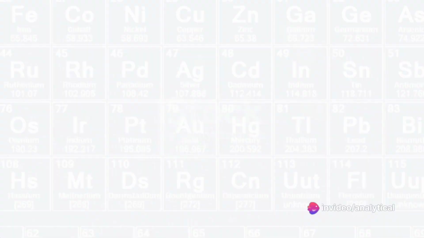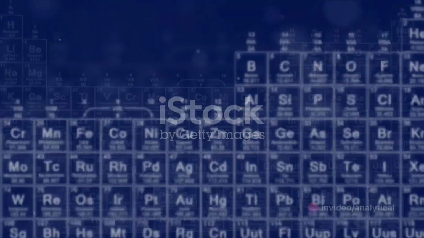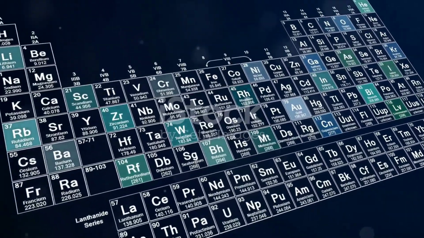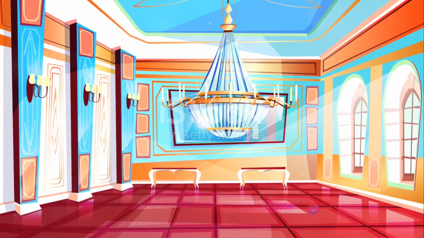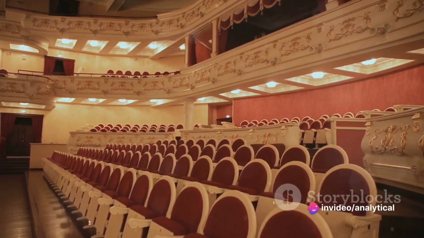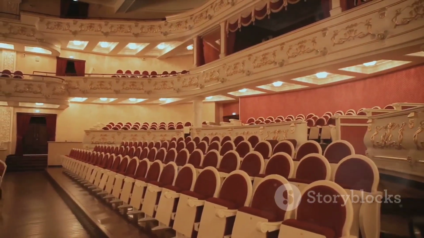The periodic table, a marvel of scientific organization, groups together the chemical elements based on their atomic numbers, electron configurations, and recurring chemical properties. Picture it as a grand ballroom where elements are guests, each with a unique personality, grouped by their similarities and ordered by their atomic numbers.